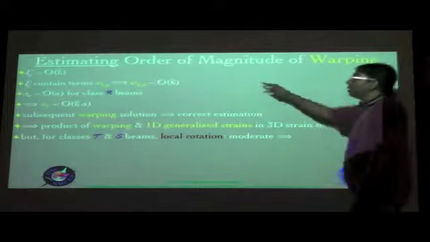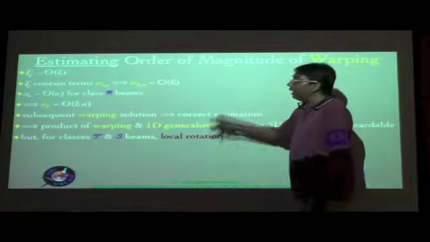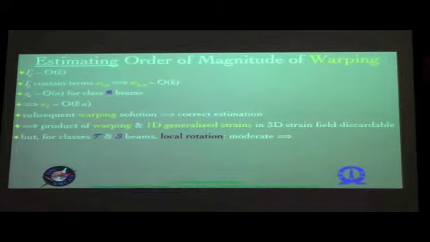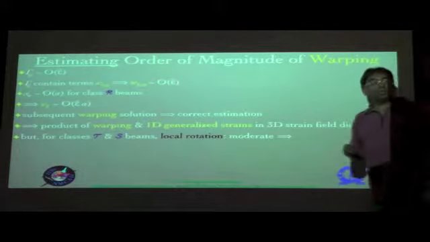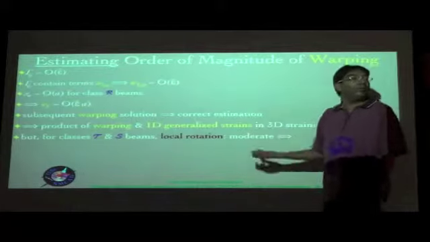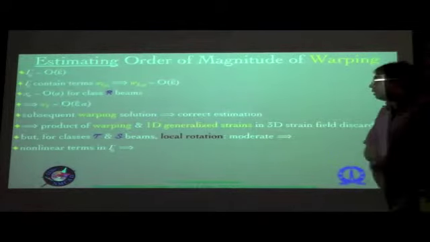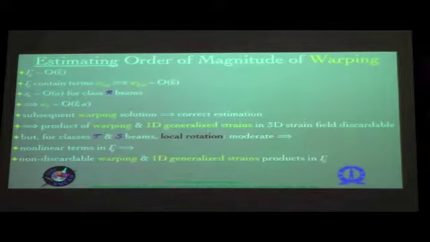On the other hand, this discussion so far was for the class R beams. The case of class T and class S is a little more complicated because local rotation comes into the picture. It's no longer small, it could be moderate, and as we saw in the previous class, why it is moderate rather than small. In other words, it's bigger than the strain in terms of size. So the nonlinear terms in gamma ij would then occur because of the fact that local rotation enters the picture.